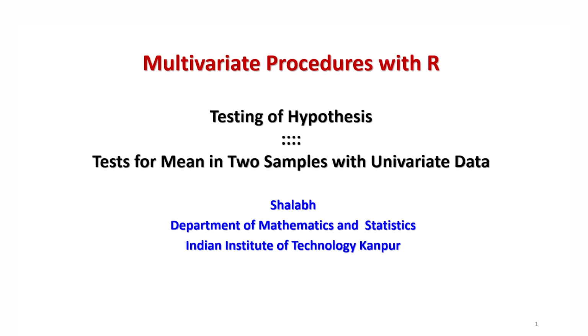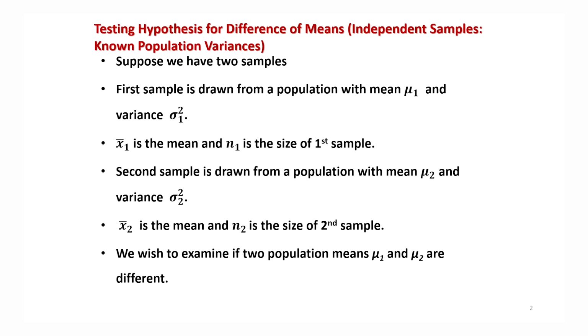So in this lecture we will consider both types of test of hypothesis, when sigma square is known and when sigma square is unknown, and we would like to compare the population means of two normal populations. So let us begin our lecture and try to understand. We are going to consider the test for mean in the two samples with univariate data. First we consider the case when the population variances are known.